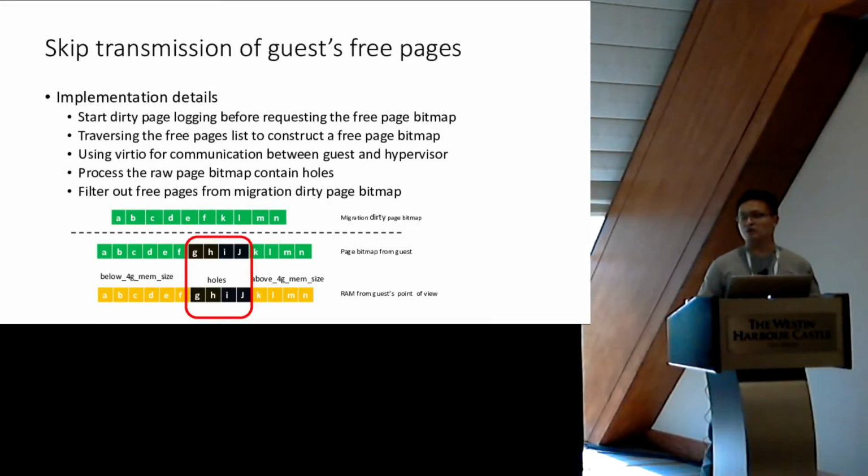It works, but we should pay attention to the holes, because the bitmap got from the kernel contains holes. For example, there is an MMIO region on the top of 32 bits. So before QEMU transfers the memory to the destination, it should skip this kind of MMIO region.